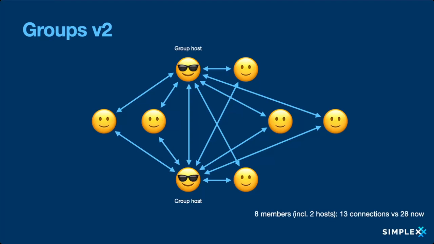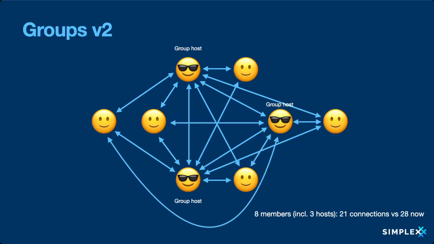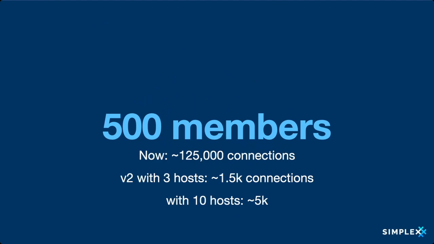What if one of these users wants to become a host? That's very easy. They just say, I'm a host, and they will have to connect to the rest of the members. It's still much fewer connections than in a fully connected group we have now. To put it in perspective, if for 500 members today we need 125,000 connections, with version 2 there will be only 1,500 connections. And even if we make 10 hosts in a group, it will be 5,000 connections instead of 125,000. So not only does it reduce the traffic for members, it also reduces the traffic for the whole network, talking about sustainability and the cost.